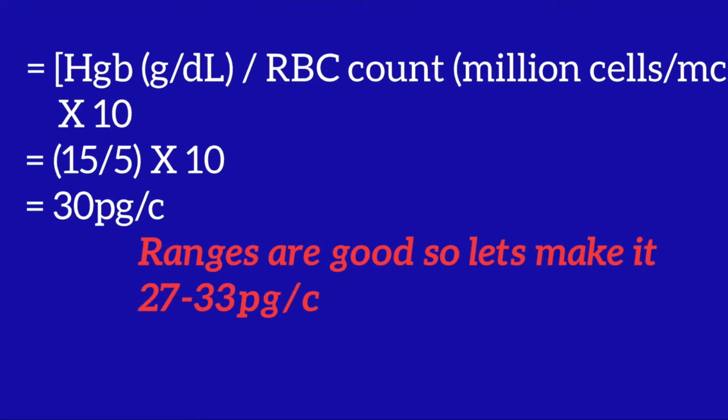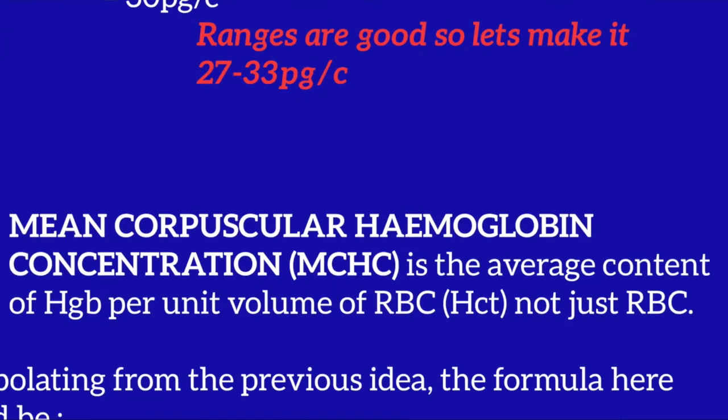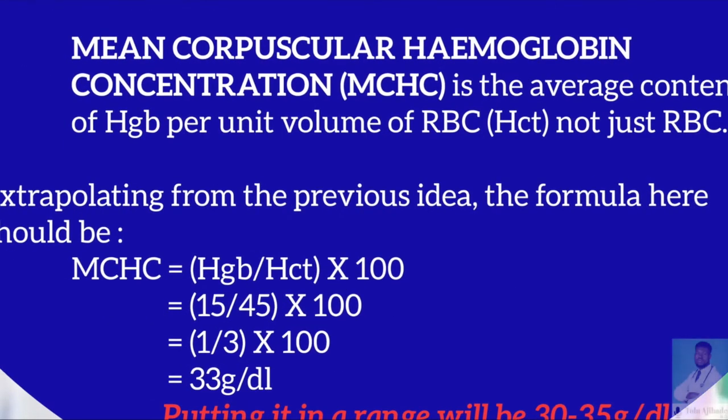Okay, moving on to the next one, which is mean corpuscular hemoglobin concentration. Now, this one is very similar to the previous one. The only difference is that it's the average content of hemoglobin per unit volume of RBC. That's hematocrit, not just the total red blood cells now. So per hematocrit, not per total red blood cells. So if you're looking at it from the previous idea, the formula here would be hemoglobin divided by hematocrit. Now, this will be times 100, not times 10 like the previous one.